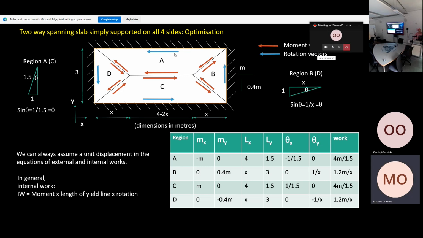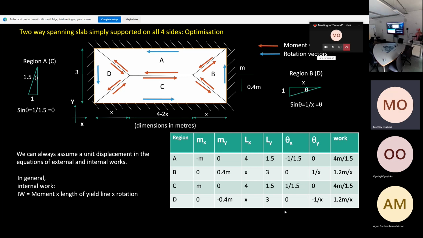Hello, sir. Yes. The question is about the length S of A, the total length of A is supposed to be 4 plus 2x? What's the question? Sorry, can you repeat the question? The projection of the total length of A is supposed to be 4 plus 2x.